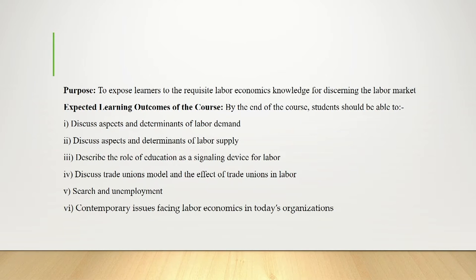By the end of this unit, we are expected, learning outcome number one, to discuss aspects and determinants of labor demand. For example, what informs the organization that it requires to add more labor? Adding more labor is bringing on board new employees. Even before we are taught, we already know some determinants of labor demand. For example, using the knowledge from human resource management, job analysis, whereby we collect all the information required about a certain job, we may be able to identify that there is a certain gap.